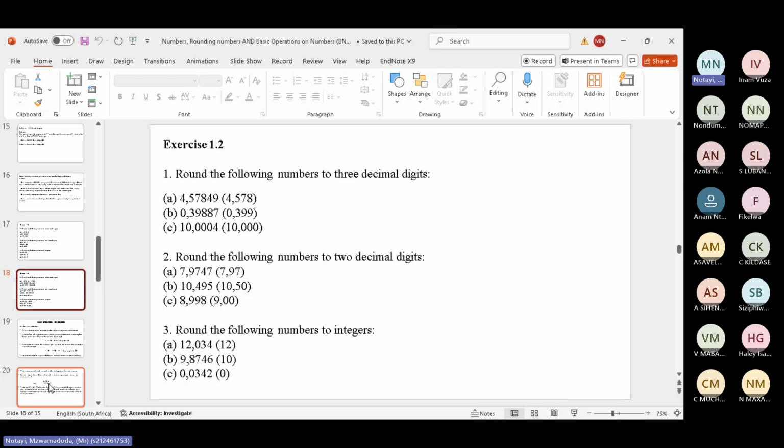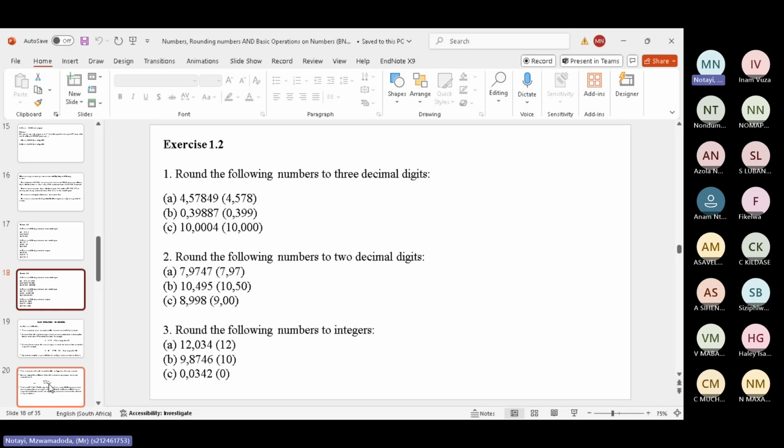7.9747 becomes 7.97. 10.495 becomes 10.50, and then 8.9998 becomes 9.00.